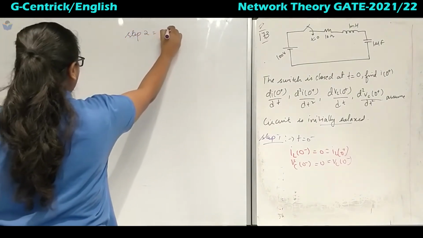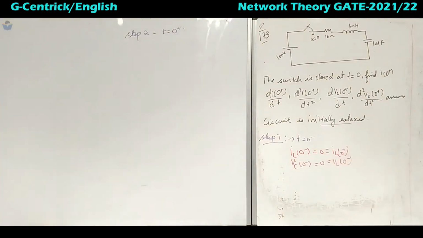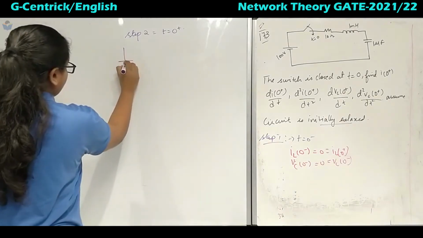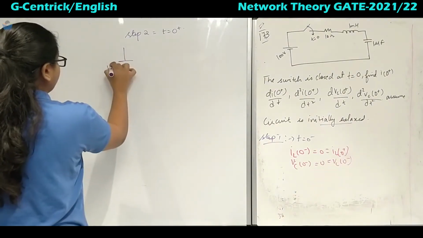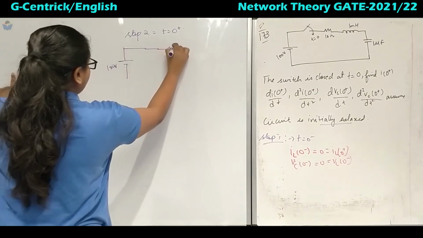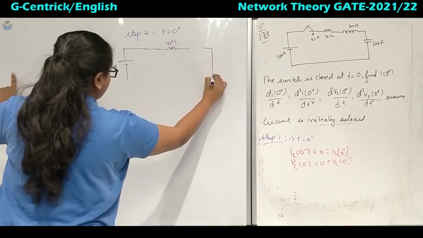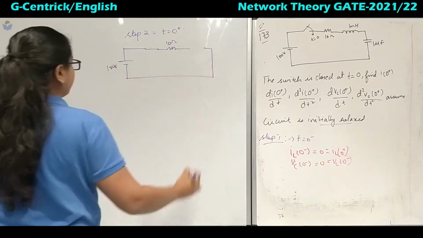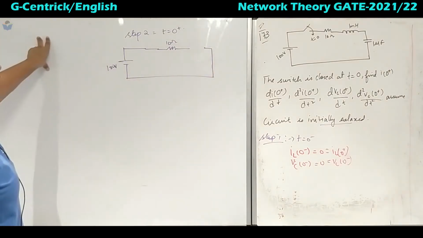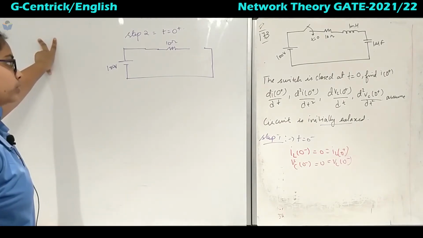At t equal to 0 plus, in our circuit the inductor will be open and the capacitor will be short. So this is 100 volts, and we have a closed circuit, this is 10 ohms, this is open, and this is short circuit. This is how it looks. Now we have IL of 0 plus also equal to 0.